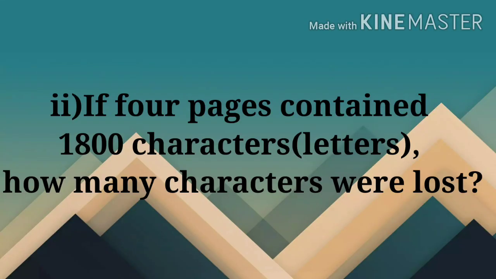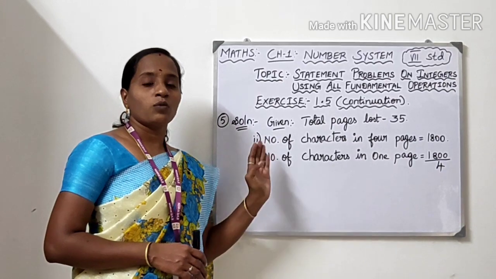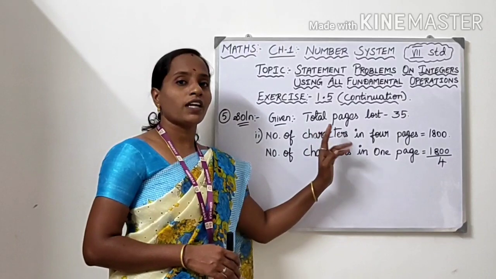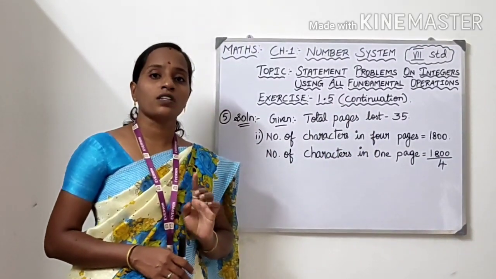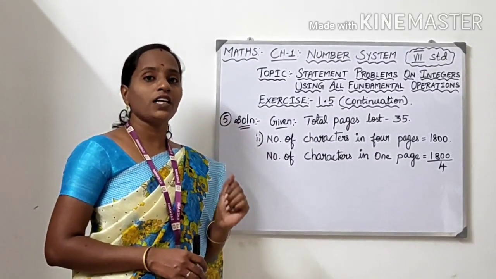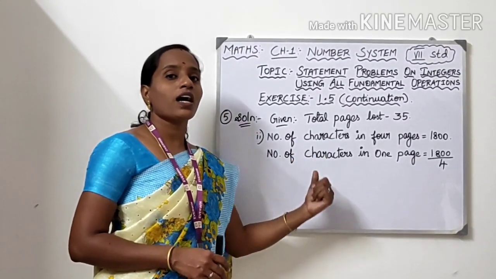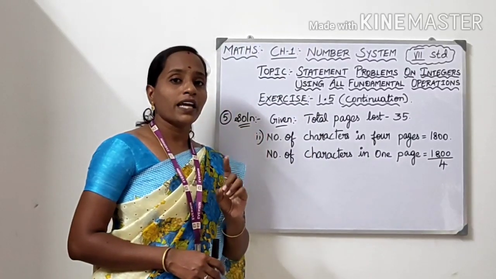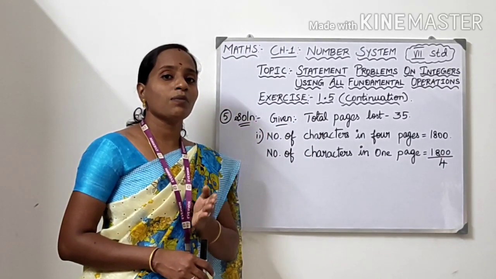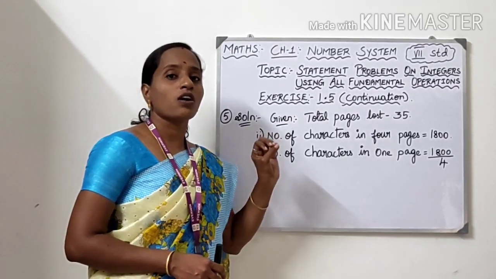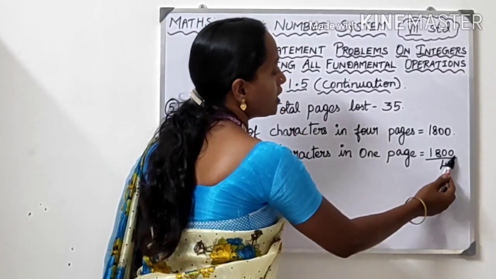Second subdivision. If 4 pages contained 1800 characters, how many characters were lost? So we are moving to the second subdivision. From the question we come to know that the number of characters in 4 pages is 1800. Now we have to find out how many characters were lost in 35 pages. First we have to find out how many characters are in one page. Then only we can multiply that answer with 35 to get the number of characters lost in 35 pages. So 1800 divided by 4.